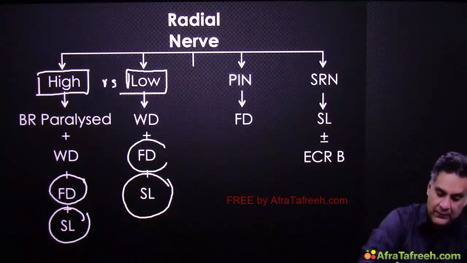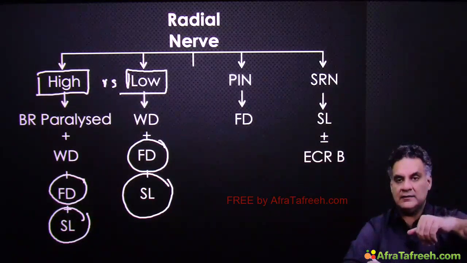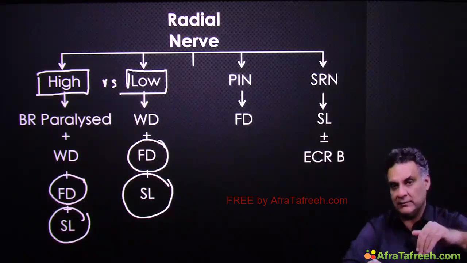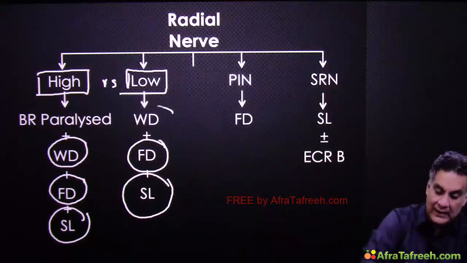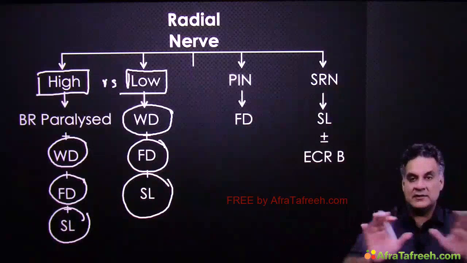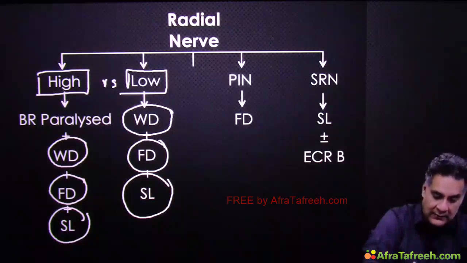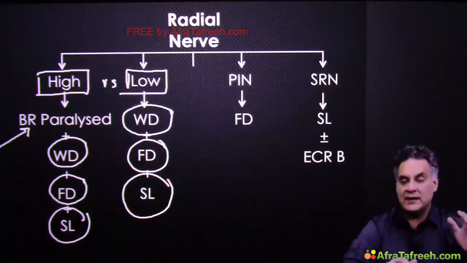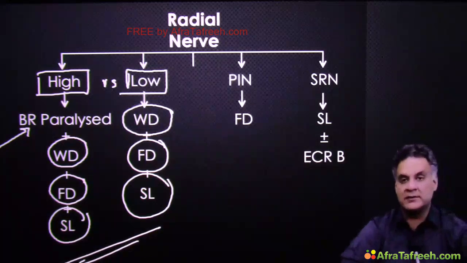You know what finger drop is? This is extension of the MCP. This is drop. So loss of extension of the metacarpophalangeal joint is finger drop. Both will have wrist drop. So in high and low radial nerve palsy, all three clinical features are the same, identical. What is the difference? The difference is theoretical. In high radial nerve palsy, the brachioradialis muscle is paralyzed. So there is not much to choose between the two.